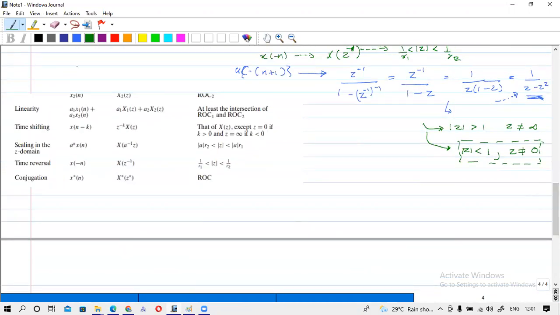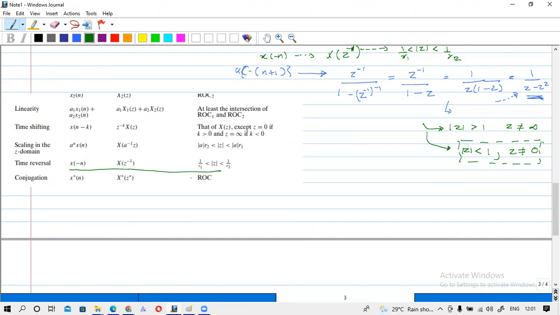Okay, so now we are going to use this time shift, time reversal property. It is stated that if you have an x[n] sequence, a time domain sequence, and you convert it to the z domain, it will be X(z), and your ROC will be z less than some value and greater than some value. So this will be your region. It is an arbitrary region.